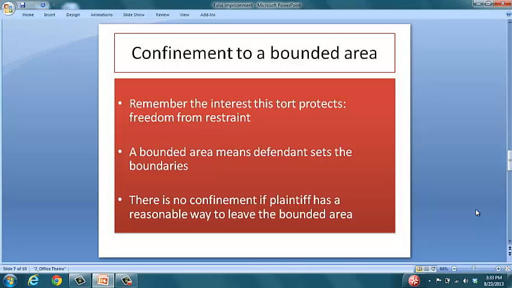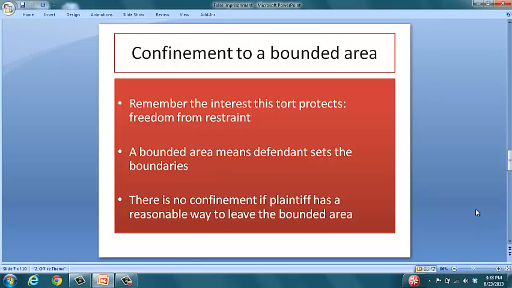The fourth element is confinement to a bounded area. Here is where the tort has expanded beyond its origins. Because this tort protects a person's interest in being free from restraint, confinement means more than simply locking someone in a room. So, for example, a plaintiff could be imprisoned in a car, even though the doors are unlocked, if the driver refuses to stop and let the plaintiff out. Plaintiff could even be confined to a bounded area in the open streets of a city. The key is that defendant sets boundaries.